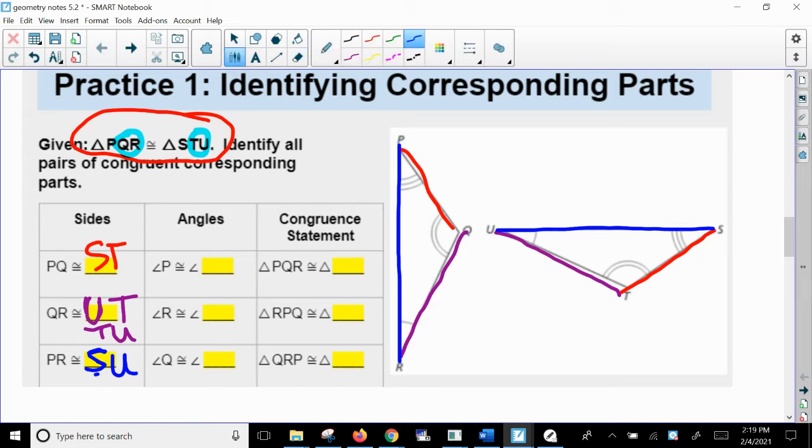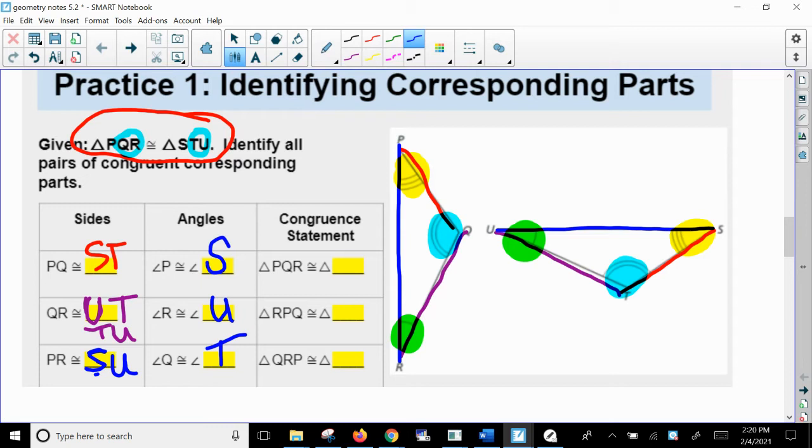Okay, now for the angles. Angle P is congruent to angle S. I can tell by the congruent statement, or I can tell by the marks in the triangle. Angle S and P have the same little slashes. Angle R is congruent to angle U. Again, look at the marks in the diagram. R and U have the same marks. And angle Q is congruent to T. Those have the same marks as well. Q, T.